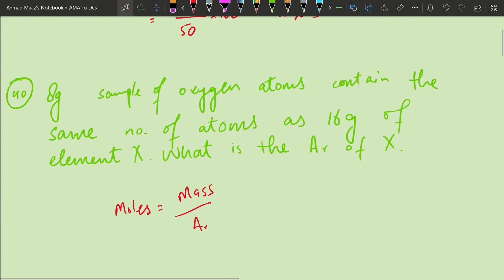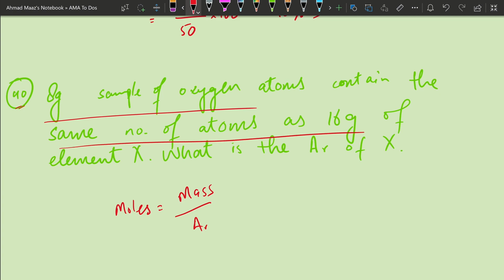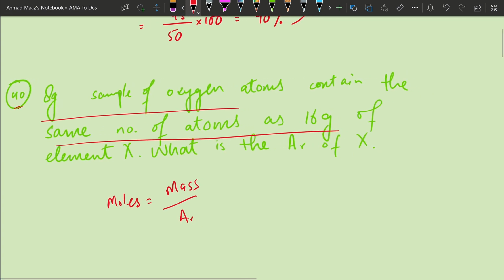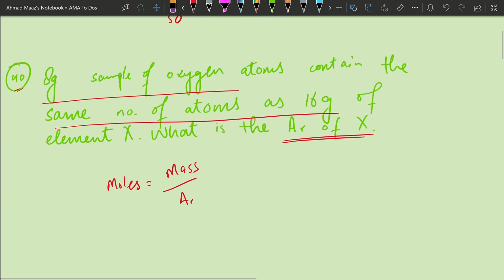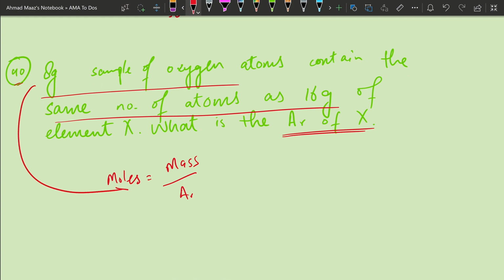In the next part, MCQ 40, the question says 8 grams sample of oxygen atoms contain same number of atoms as 16 grams of element X. We need to find the AR, the relative atomic mass of element X. Alright, so we all know moles is given by mass upon AR, or MR in the case of molecules. So let's just calculate the moles of this 8 grams of oxygen. The mass is 8 grams and AR for oxygen atoms is 16, so it will be 0.5 mole.